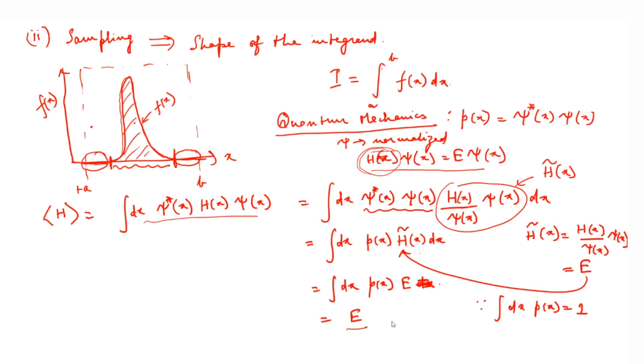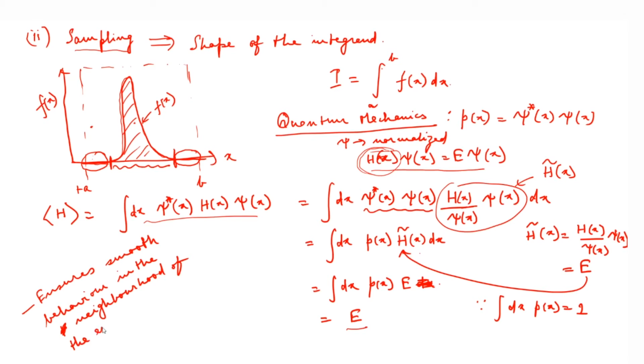So, the idea is that in this type of sampling, you choose a set of random numbers whose probability distribution function p x matches the shape of the function. What it does is ensure smooth behavior in the neighborhood of the exact solution. So, this is the idea of how one can improve the sampling.